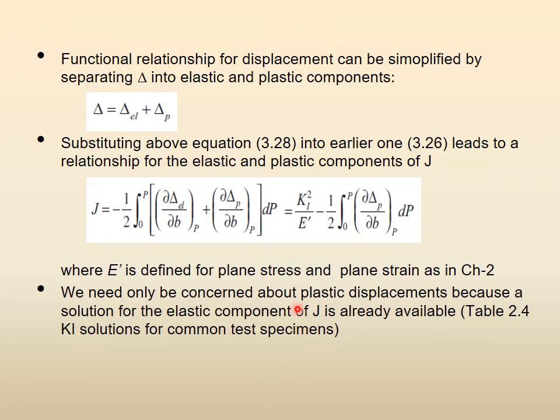Now, we need only be concerned about the plastic displacements because the solution for the elastic component of J is already available. Because the K1 solution, table 2.4, remember, the K1 solutions for common test specimens, is coming from a long time back. So that is available, therefore we are not worried about the elastic portion. So we are worried only about this portion. And just like we did in the CTOD, when the hinge specimen was there, we can divide the displacement into elastic and plastic regions. So here also we want to find the plastic part of the curve.